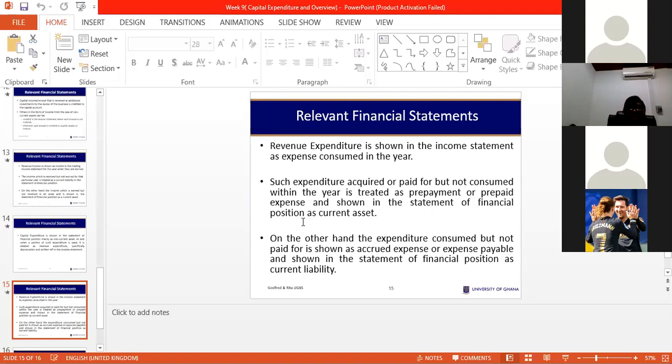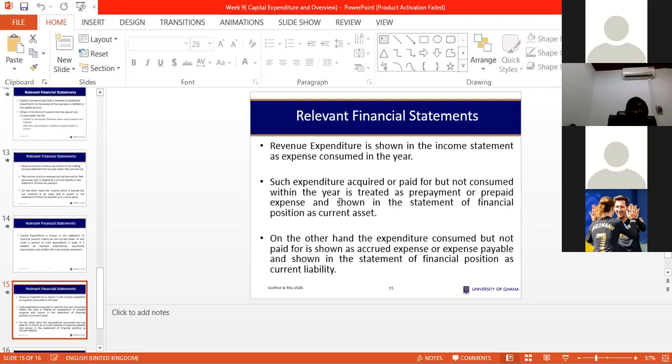And so they must match the revenue for which they were incurred. So it must be matched. Now, such expenditure acquired or paid for but not consumed. So there are times the expenditure that is incurred, we may pay for it, but we have not yet consumed. So I give you an example for most of you.